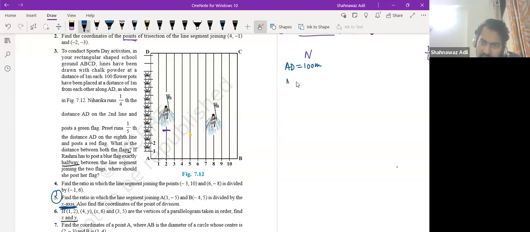So Niharika runs 1 by 4th of AD, right? So 1 by 4 of 100 is 25. So this distance she has covered is 25. So what is this 25? If I put some coordinate points on Niharika, what is this 25?